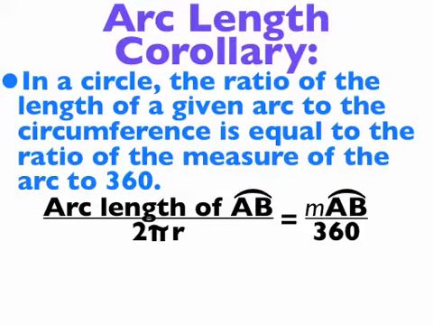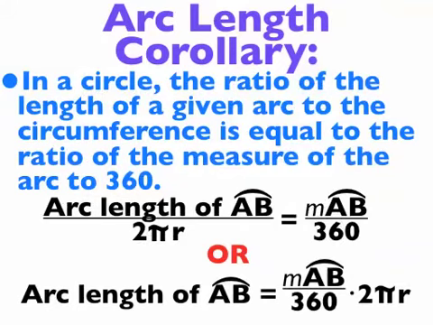So notice on the top, it's going to be the arc length and the measure of the arc, which would be the portions of my circle. On the bottom, I have the circumference and 360 degrees. That's the entire circle's circumference and the entire circle's measure, because remember, a circle has 360 degrees. If I wanted to solve this for the arc length, I can just multiply both sides by 2 times pi times radius, and I can say that the arc length of AB is equal to the measure of arc AB divided by 360 times the circumference, 2 times pi times radius.